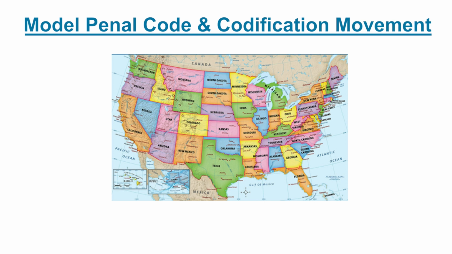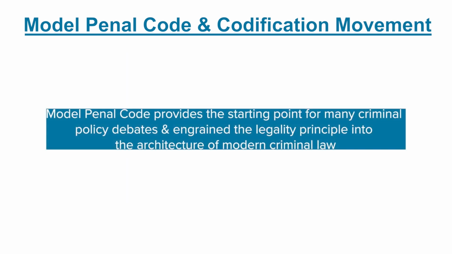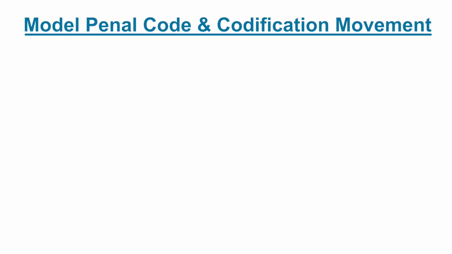More fundamentally, the Model Penal Code often provides a starting point for many of the most important criminal policy debates. And it's also responsible for ingraining the legality principle into the architecture of modern criminal law. One important illustration of this fact is the largely successful effort to abolish common law crimes in the United States.